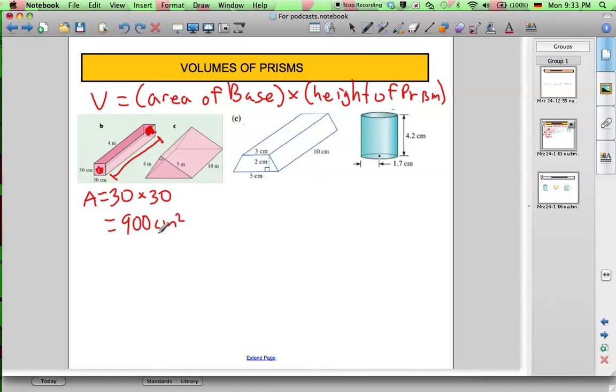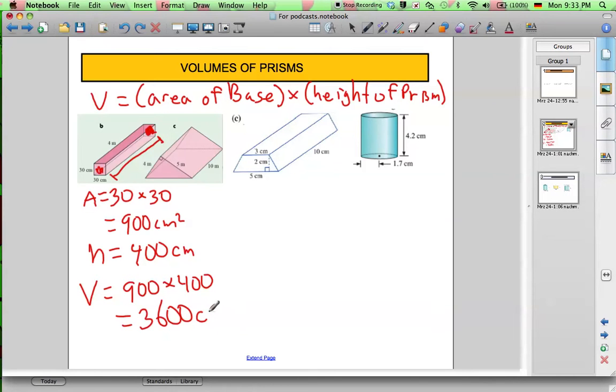Okay, but we already used centimeters for our base. So instead of 4 meters, we're going to use the height as 400 centimeters because it's 400 centimeters in 4 meters. So to get the volume, we take the area of the base times the height, so that's 900 times 400. That equals 3,600 cubic centimeters. Your answer for volume is always in cubic centimeters. Okay, so that's your answer for the first one.